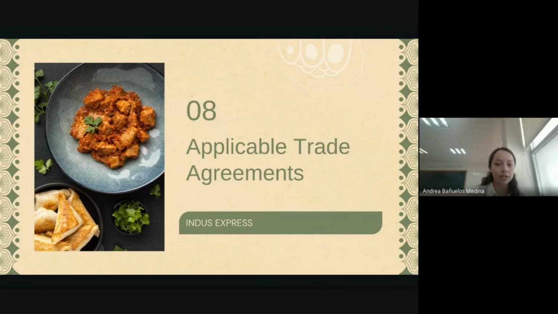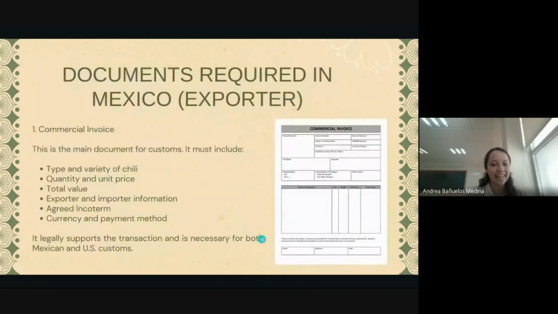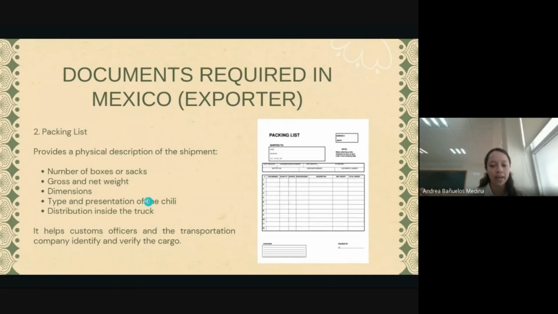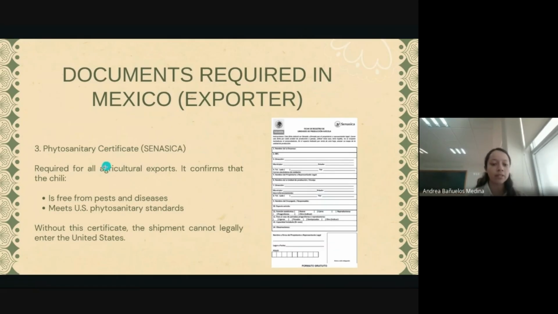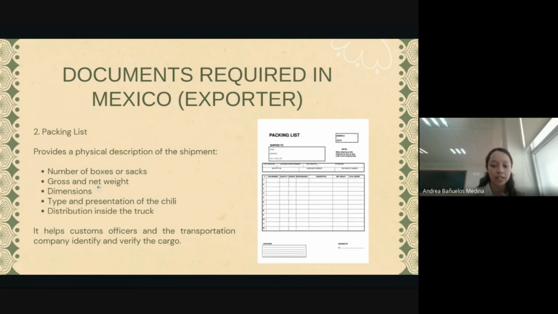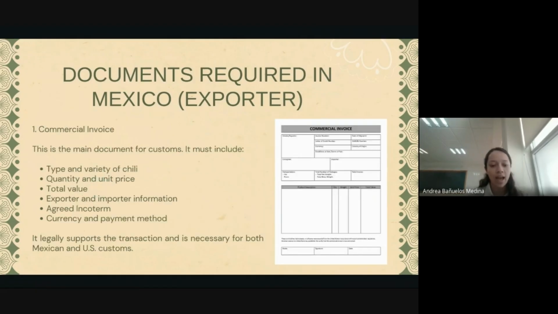Okay, the applicable trade agreements. Next slide. The documents that we are going to use for Mexico as exporter are the commercial invoice, the packing list, and the phytosanitary certificate from Senacica, a Mexican government agency. The transportation document here in Mexico is Cartaporte, and the registration in the exporter registry, in Spanish, is Padrón de Exportadores from SAT, and the USMCA certificate of origin, in Spanish, is also TEMEC.